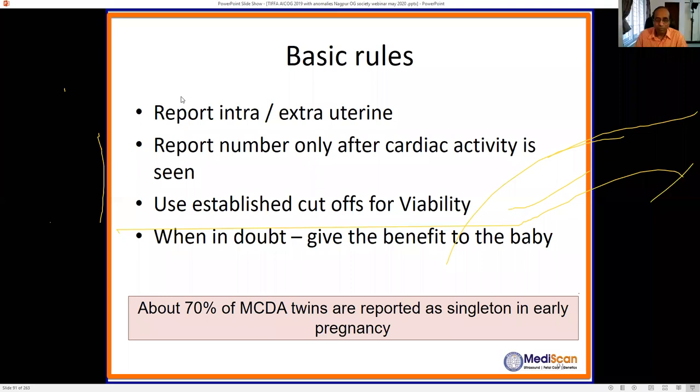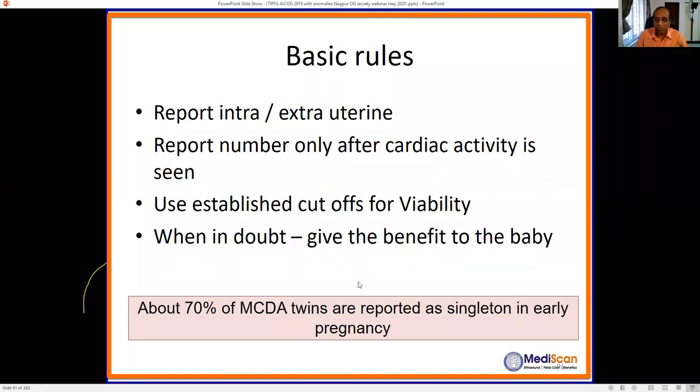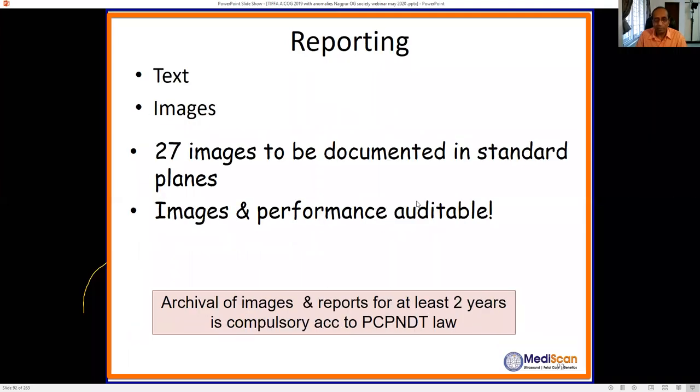Now, basic rules: report intra- or extrauterine. Report number of fetuses only after cardiac activity is seen. Use established cutoffs for viability. And when in doubt, always give the benefit of the doubt to the baby. And remember, about 70% of MCDA twins are reported as singleton in early pregnancy. And that's important to know.